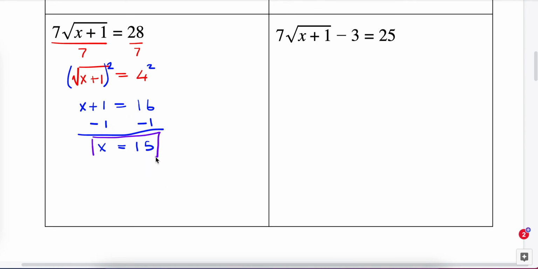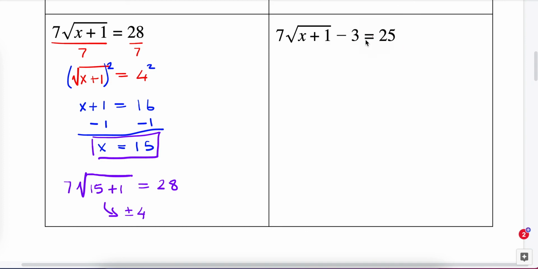Make sure that x equals 15 works in your problem. So 7 times the square root of 15 plus 1 equals 28. If you plug this into a calculator, it is indeed equal to 28. One of the things you want to watch out for here is that the square root of 16 has two solutions, both positive and negative 4, and this, of course, works for positive 4. But if this was a negative 28, it would also be true. Okay, that's just something worthwhile noting right here.